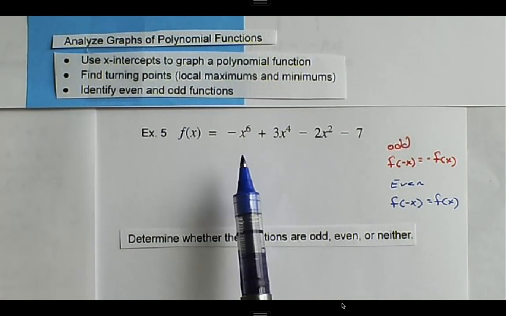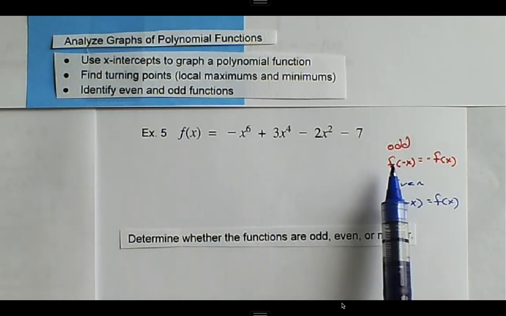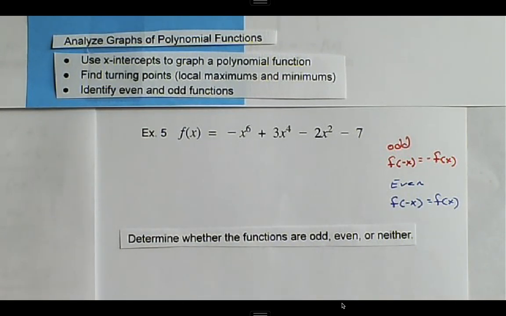Right off the bat, we see that the highest degree of the function is 6, which is even. So I'm pretty sure it's not going to be an odd function, but we can just run through the test as an example.